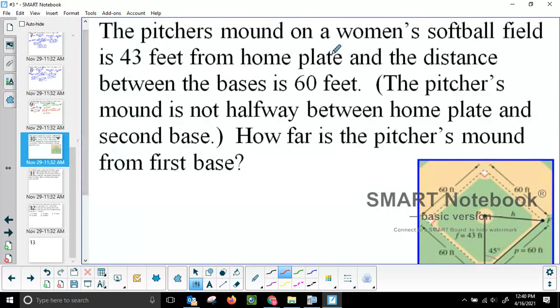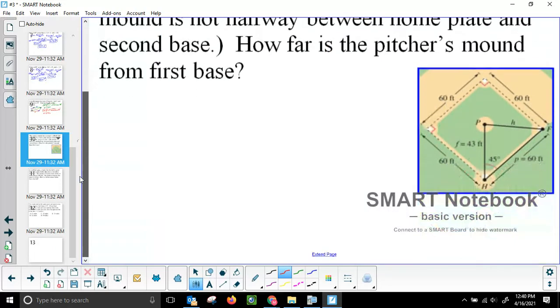It says the pitcher's mound on a women's softball field is 43 feet from home plate, and the distance between the bases is 60 feet. The pitcher's mound is not halfway between home plate and second base. How far is the pitcher's mound from first base? All right, so it kind of gives us this picture here.